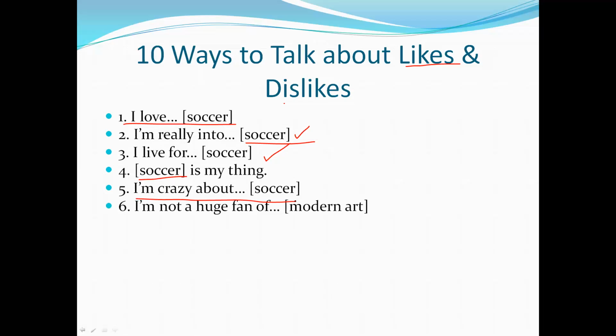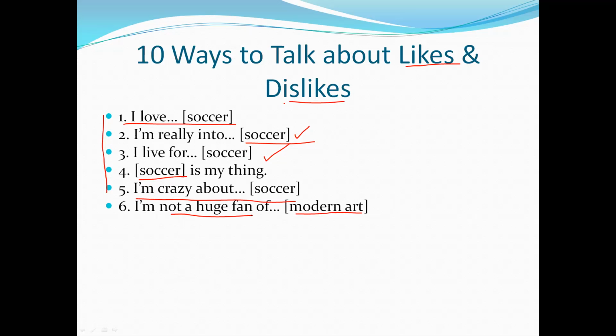So the first 5 points were talking about likes. Whatever you like, you can express by using these first 5 points. Now if we talk about dislikes, something that I don't like, how can you convey it? You can start like this: I'm not a huge fan of modern art. Here modern art is just an example. But if you say I'm not a huge fan, it means that you don't like it much.